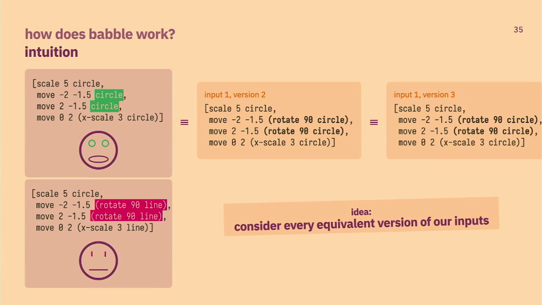So mainly, the key idea here is that we want to consider multiple semantically equivalent versions of our inputs. In particular, since we don't know which form of our program will yield the best sharing across our corpus, we need to consider every possible equivalent version of our inputs.